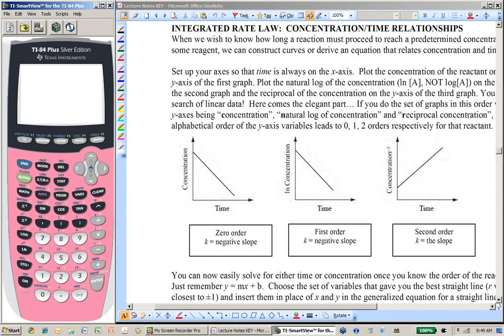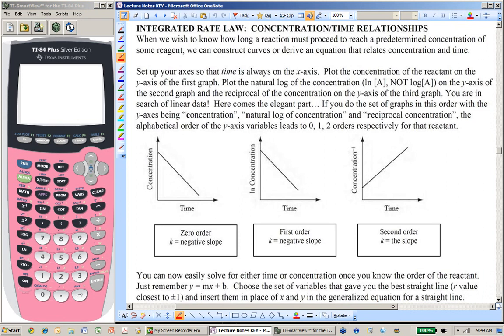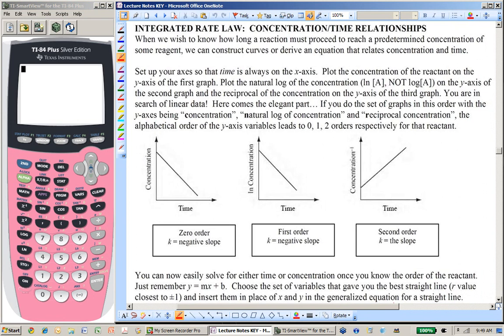So we're going to graph different combinations of data involving concentration, natural log of concentration, and reciprocal of concentration, or inverse of concentration if you prefer. And we're going to make graphs, and we're going to deal with our good buddy y equals mx plus b, and we're going to determine relationships from this.